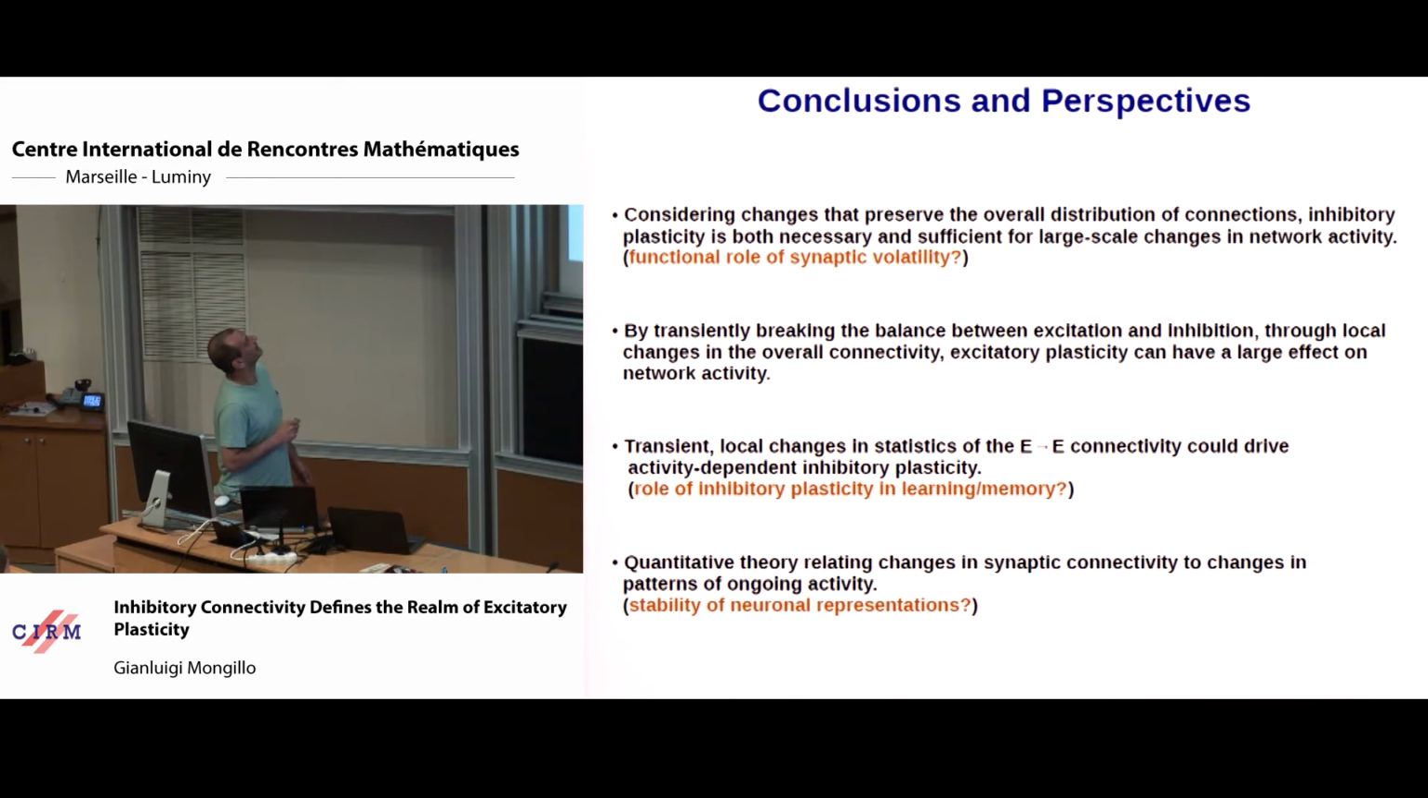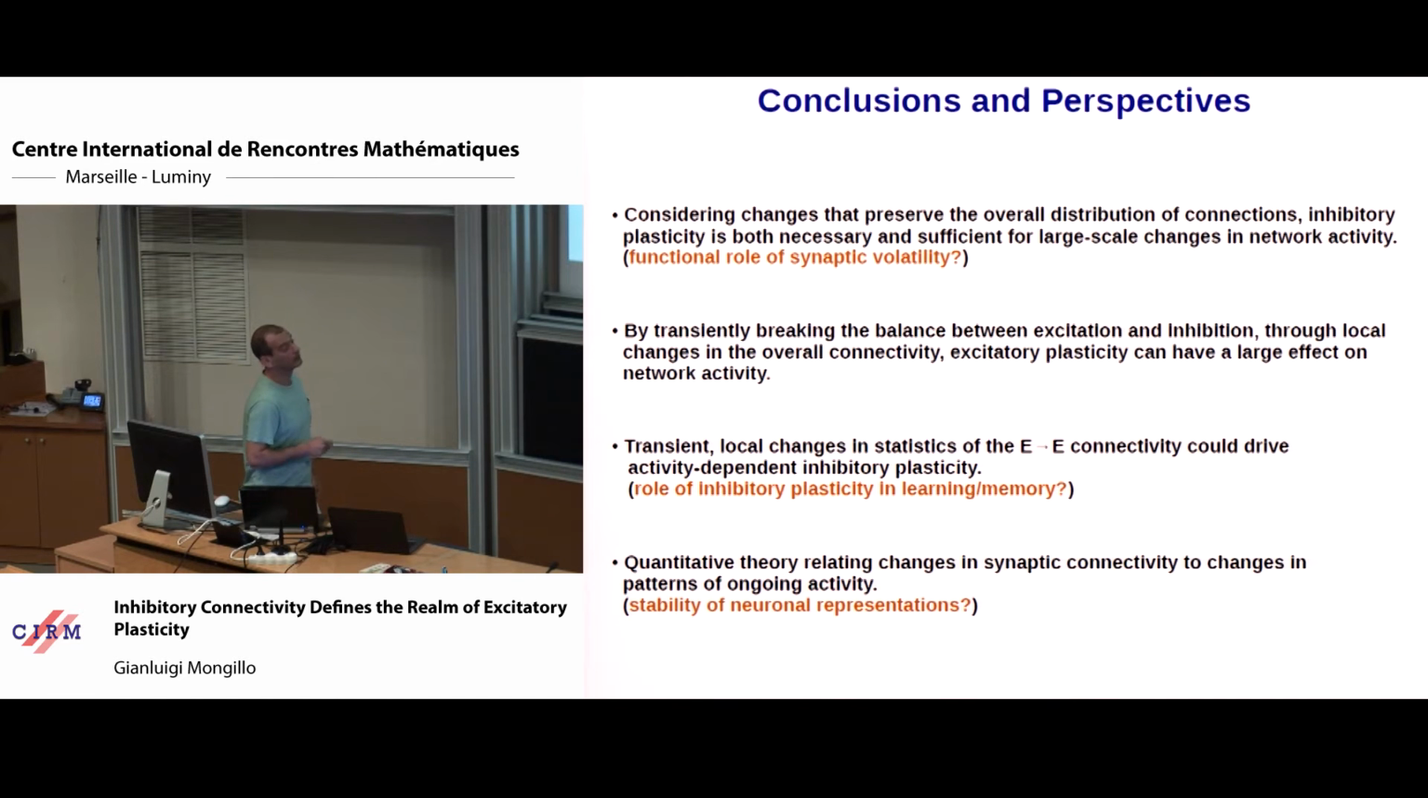So basically, I've shown that if you have changes that preserve the overall distribution of activity in the network, then you will have very little effect, because activity is stabilized by the inhibition. And so in this situation, in order to make big changes in the activity, you necessarily have to modify the inhibition. One way you can affect the pattern of activity through excitatory plasticity is to change the overall distribution, basically to unbalance the network.